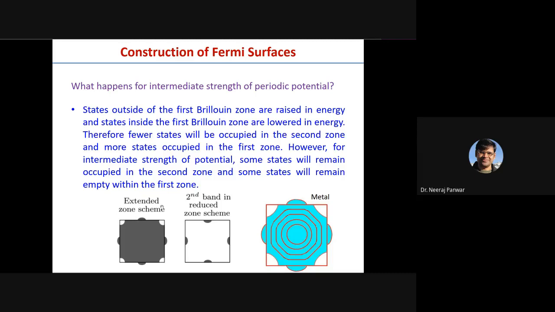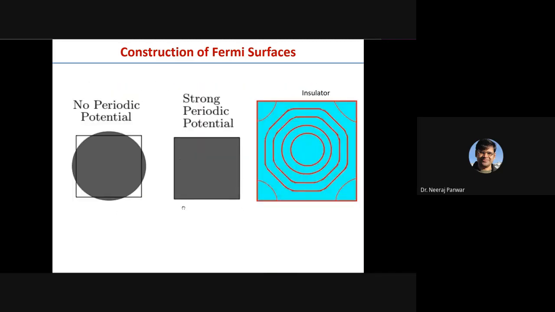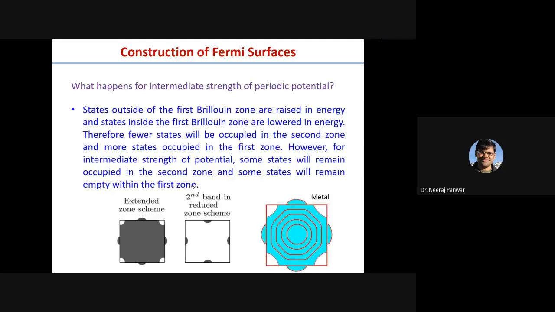It is a very interesting thing. Please understand it. When we have the strong potential, the first Brillouin zone was completely occupied. But when we have the intermediate strength of periodic potential, then these states will remain unoccupied, shown by the white color, and some of the states in the second Brillouin zone will be occupied. So these are the hole-like states in such metals under intermediate periodic potentials. What we can have is electronic transport due to the holes.